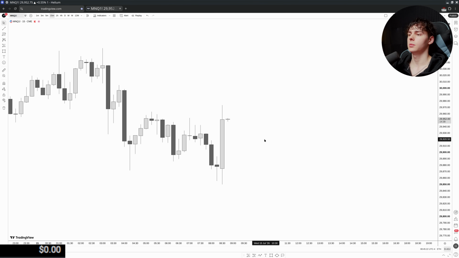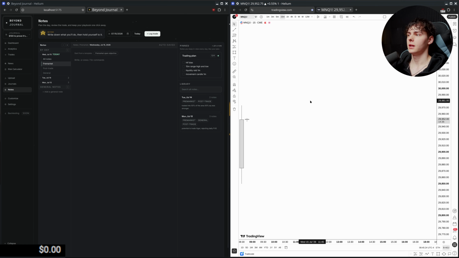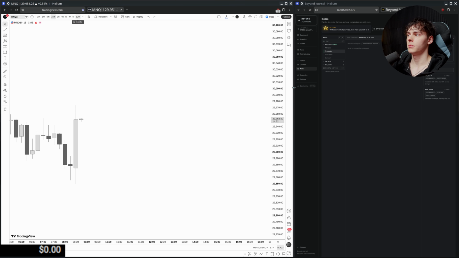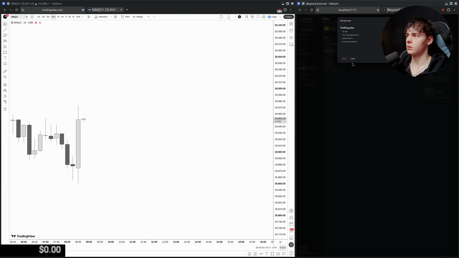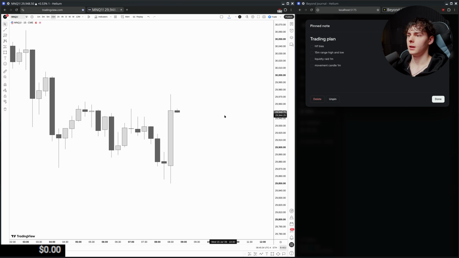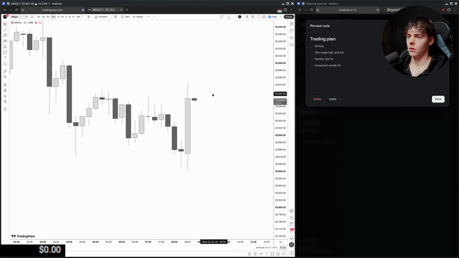We're currently on the 50-minute time frame. And for that, we want to quickly pull up our trading plan. This is going to be our pre-market as usual. This is going to be the trading plan. Now let me make it bigger. There you go. So first of all, we want to identify our higher time frame bias.